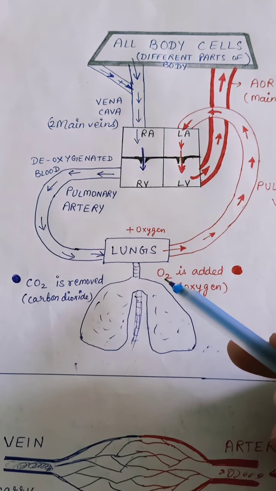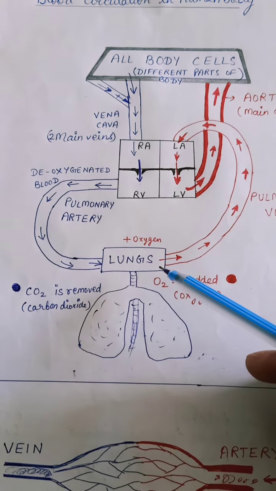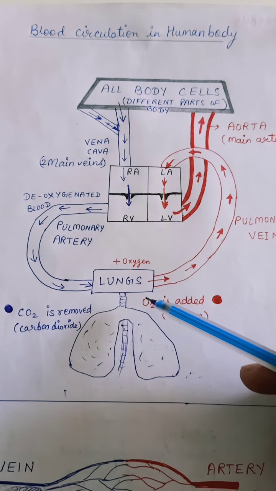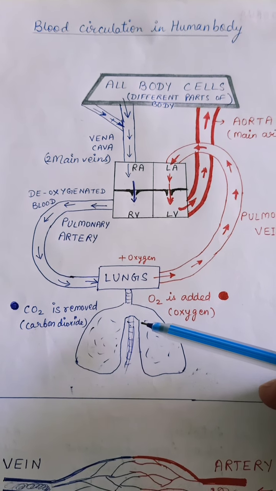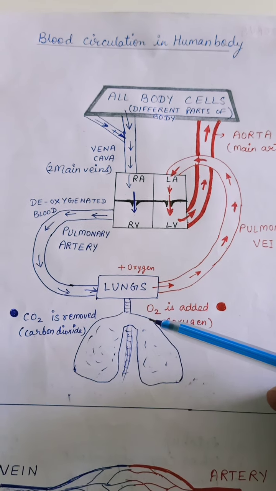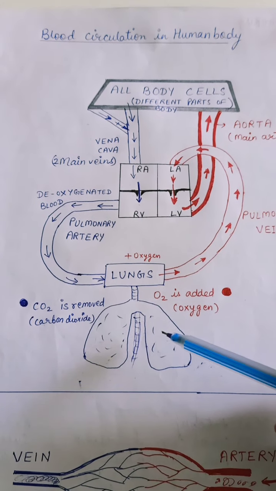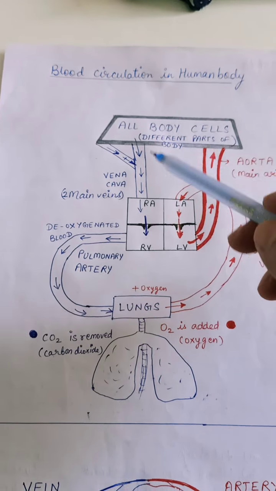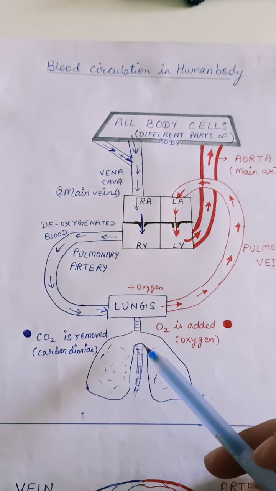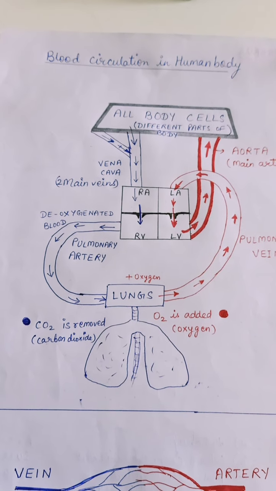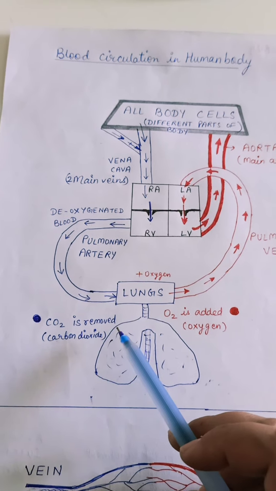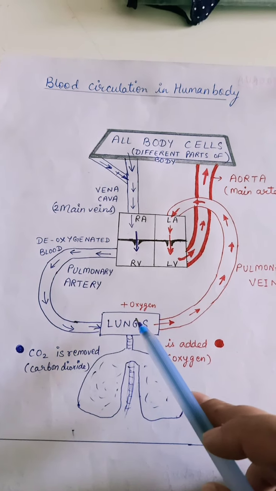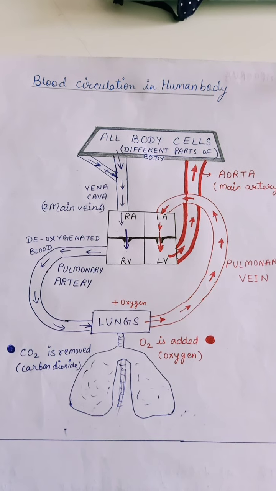There is a gaseous exchange, and hence lungs help in purifying the blood. How? Oxygen molecules are added into the blood, because when we inhale we get oxygen and that oxygen is absorbed by the lungs. Then this oxygen is added to the blood, and carbon dioxide which all the body cells have generated, this carbon dioxide enters the lungs and then it is exhaled out. Whenever we exhale, this carbon dioxide is removed from the blood. In this way, oxygen molecules are added to the blood and carbon dioxide is taken out from the blood.